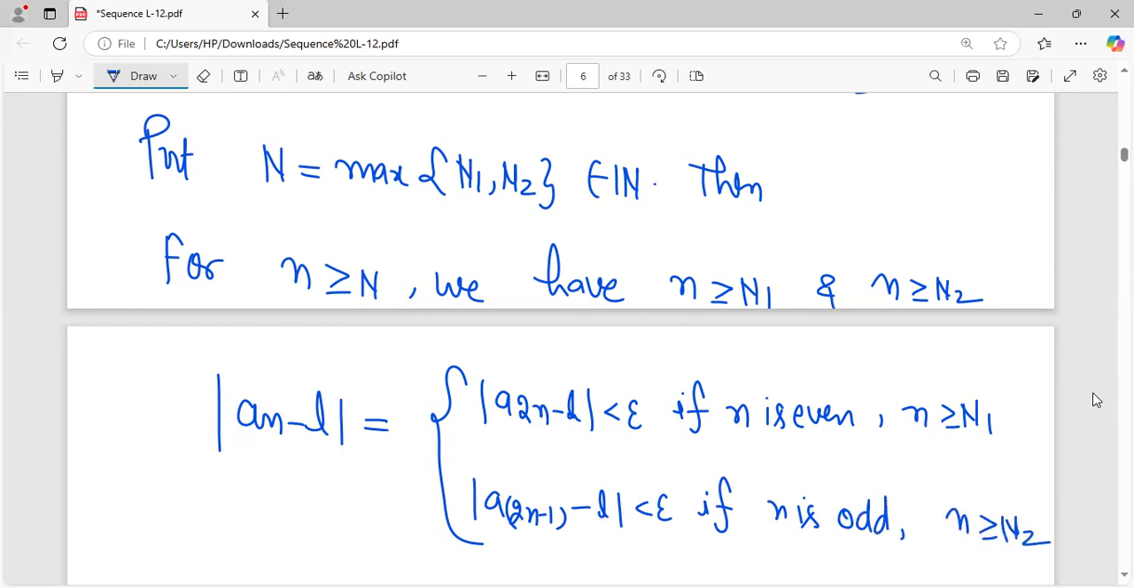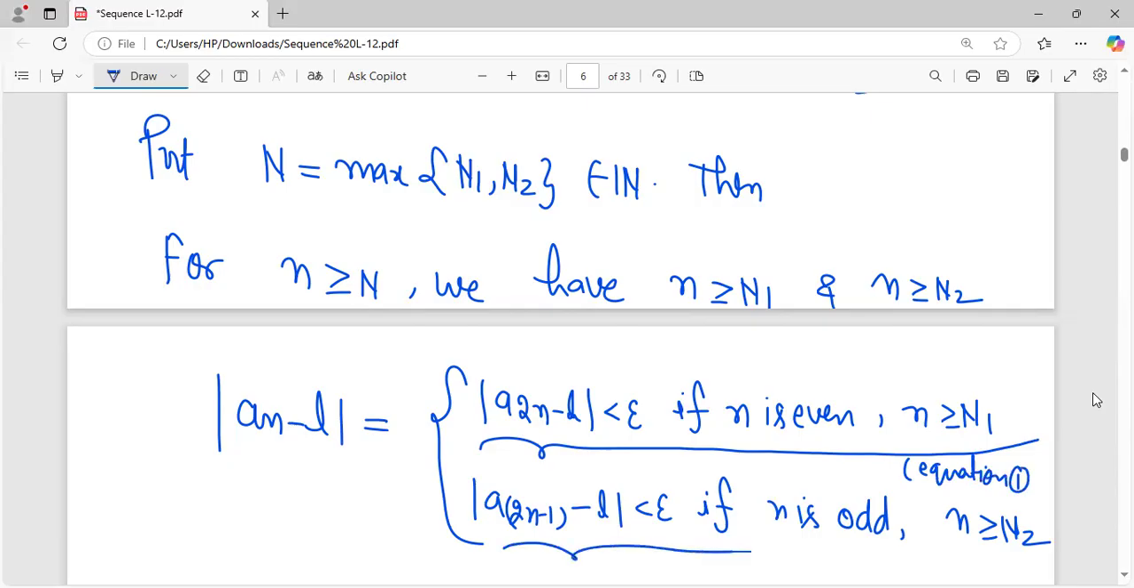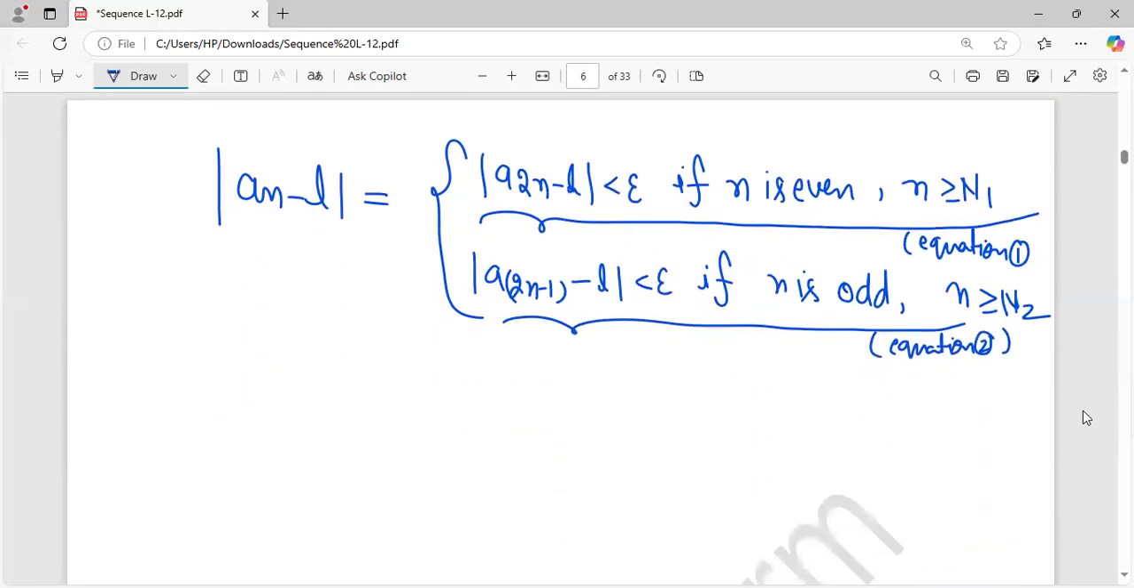So there are two possibilities: either n is odd or n is even. If n is even, we can take care of it by equation 1. If n is odd, we can take this one by equation 2. So n can be even or odd, and this is done.